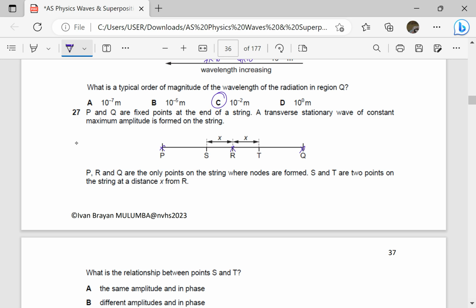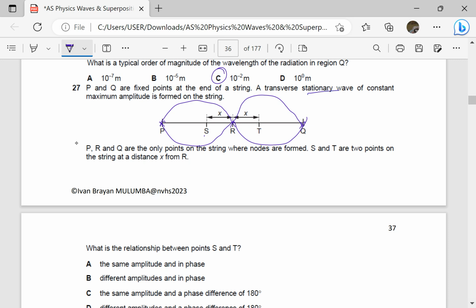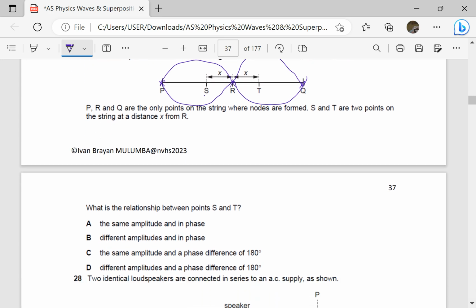S and T are two points on the string at a distance x from R. So if this is a node, I could draw a wave here, something like that. So it means S and T are in two adjacent loops, and it is a stationary wave. That means in most cases, S and T are vibrating 180 degrees out of phase. What is the relationship between points S and T?